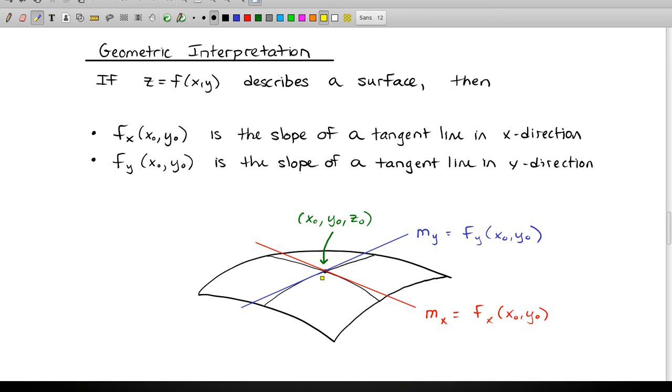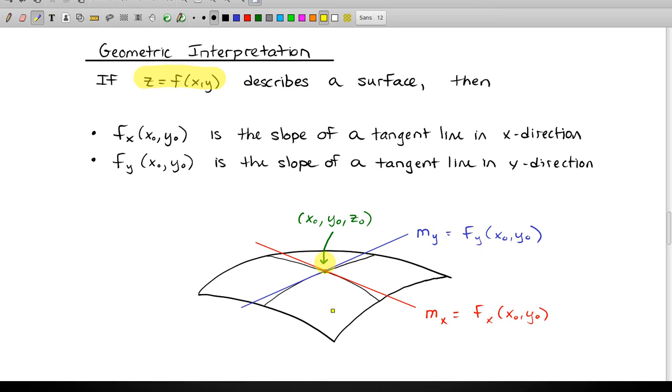So in this picture here, we have a surface denoted by the function z equals f of x, y. And then we have some point, x naught, y naught, and some associated z naught that is obtained by plugging x naught, y naught into this function. And so that's our point of tangency. The partial derivative with respect to x is the slope of a tangent line that touches that surface at one point here in the x direction. And the partial derivative with respect to y is the slope of a tangent line that goes in the y direction and touches that surface at that point, x naught, y naught, z naught.